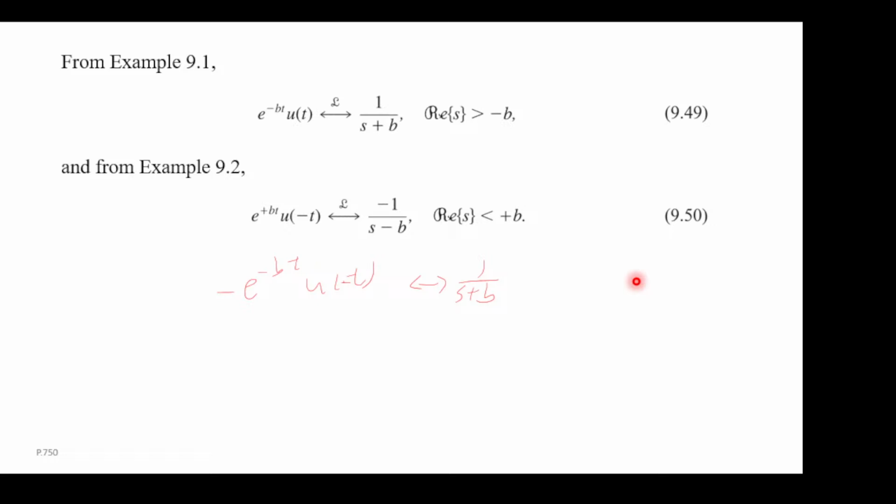Okay, so let's write down our ROC here. It is Re(s) less than minus b. When you change your variable around this, this minus 1 corresponds to minus b, and because you have plus b and negative b here, Re(s) less than minus b becomes Re(s) less than plus b here, because you have a negative sign on your b. So you can do a change of variables on this, and then you get this Laplace transform pair.